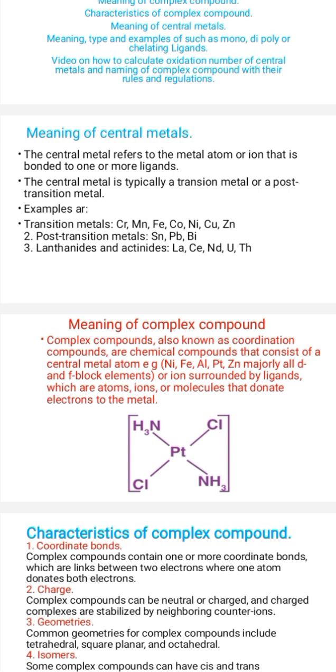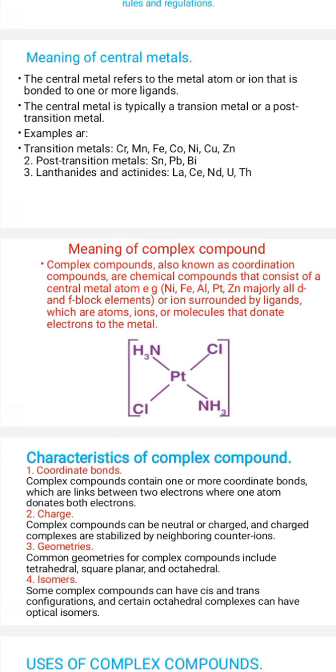The central metal refers to the metal atom or ion that is bonded to one or more ligands. A central metal is typically made up of transition metals or post-transition metals, such as lanthanide and actinide. The lanthanide and actinide are in the periodic table's F block, and also D block. The elements that fall under the D block and F block are majorly used as transition metals, as central metals in complex compounds. That's why I said the central metal is typically a transition metal or a post-transition metal.